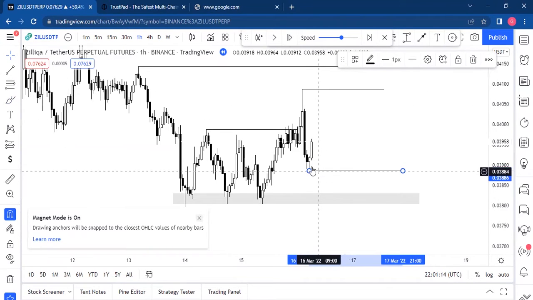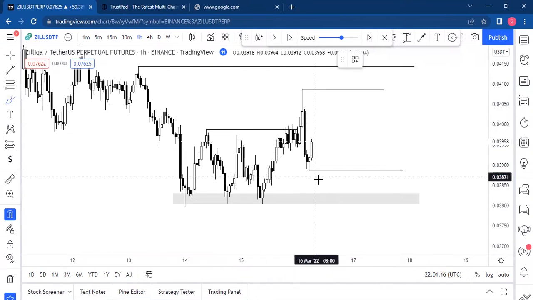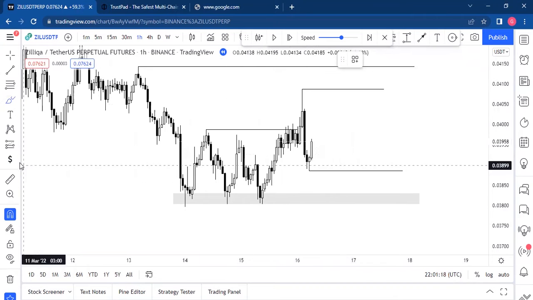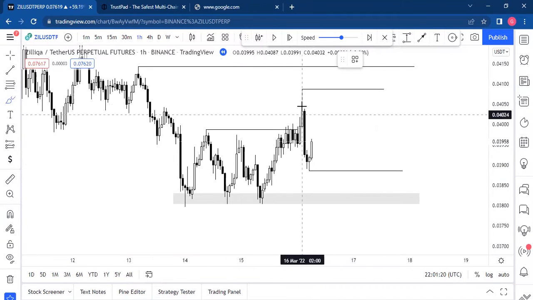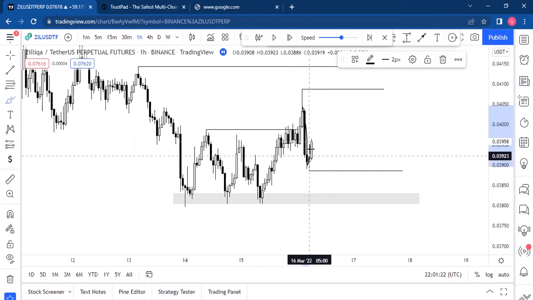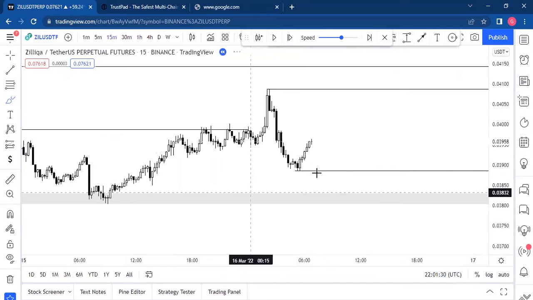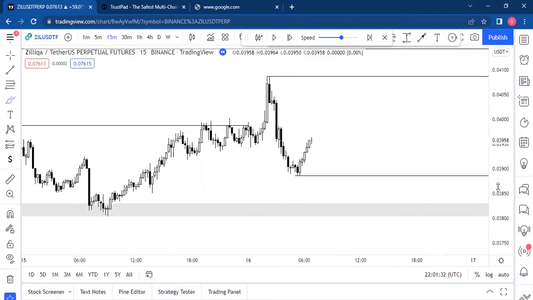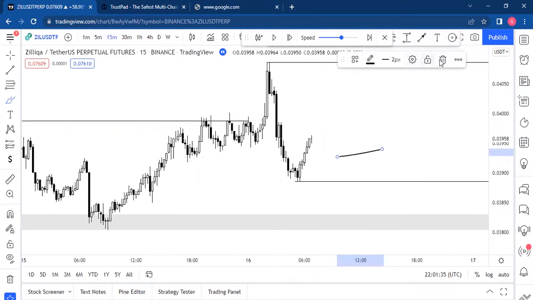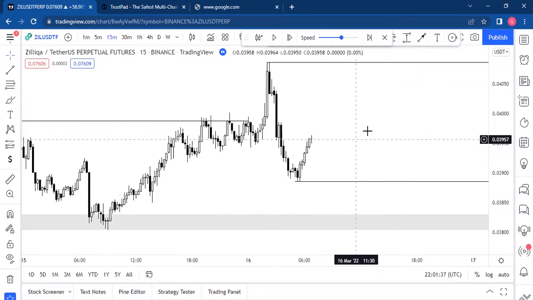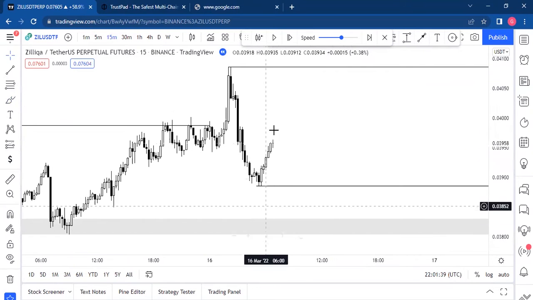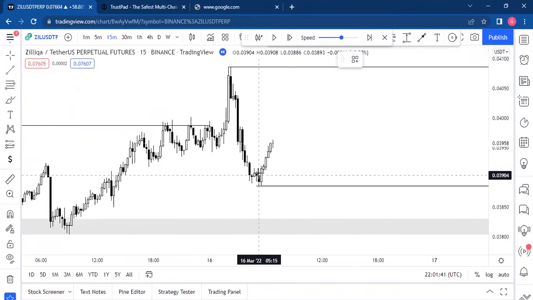This range, this locus. We see that the market has reversed to this point, right? Let me turn on the magnet. The market has reversed from that point, because if we go down to our lower time frame, let me go to the 15 minutes time frame, right? Now you can see that the market has changed character.